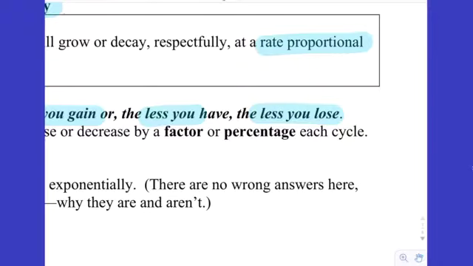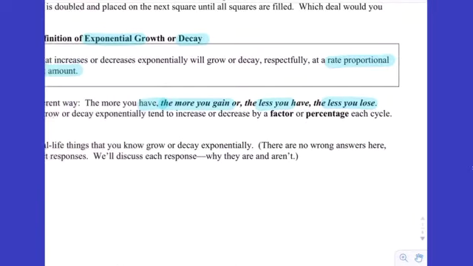What else? What else grows fast? Rumors. Uh-oh. Rumors. That's not very Rachel's Challenge like of y'all to be spreading rumors. Do rumors grow exponentially? The more people you have telling the rumor, the faster the rumor's going to spread? Yeah, kind of like weeds, right? So there you go. The more you have, the more you get. The less you have, the less you lose.